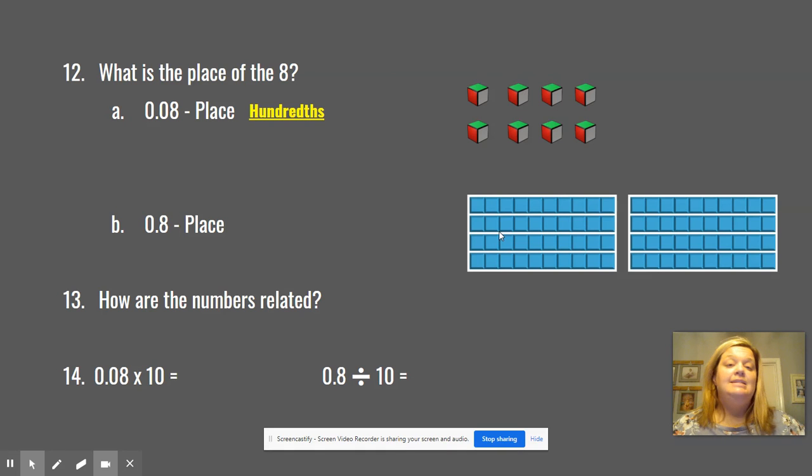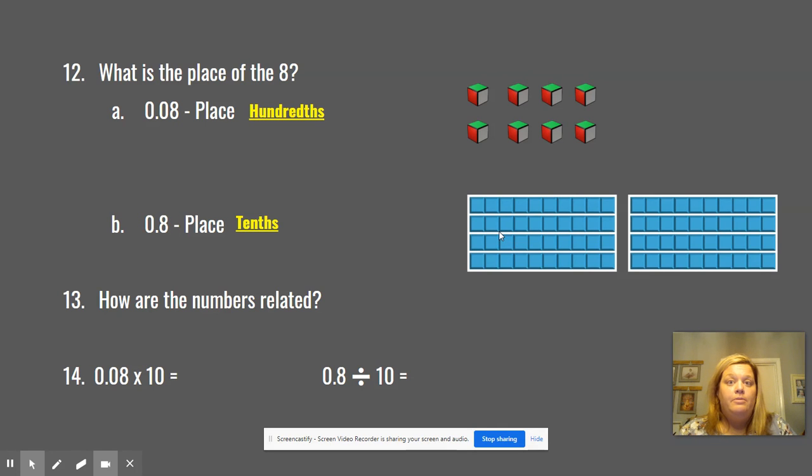Okay? We have 8 tenths. So what's the value of 8 tenths? The place is the tenths. Now, how are these two numbers related? This is one of the big things that we're going to go deeper into in the 5th grade. You need to be able to tell me that the 8 in the hundreds place is related to the 8 in the tenths place. You need to be able to tell me verbally and written how they're related.